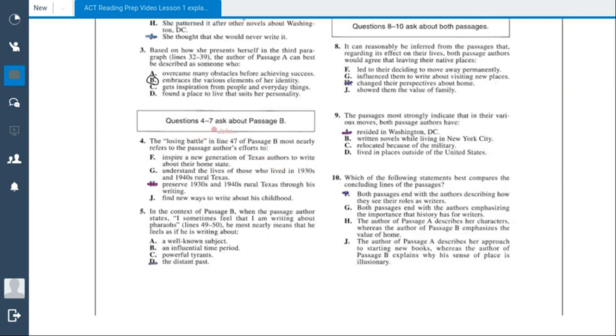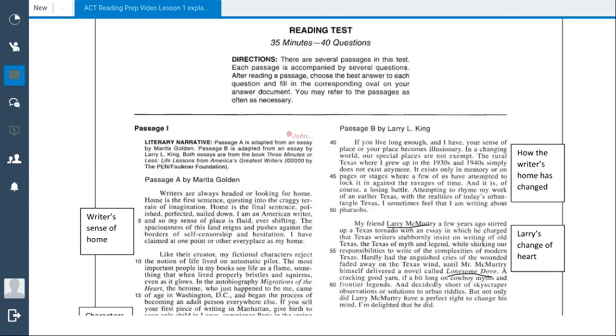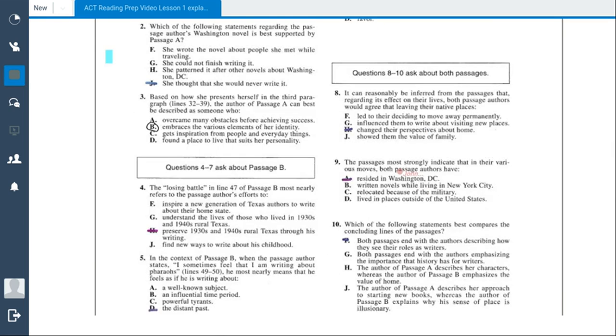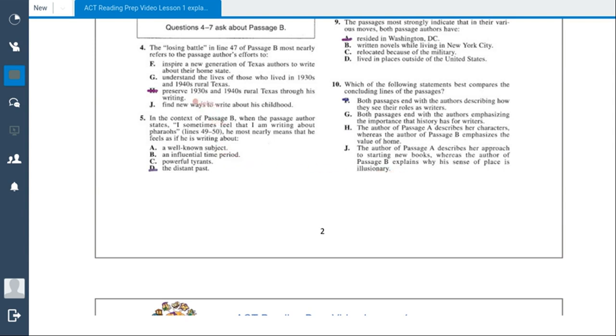In line 47, it talks about writing a losing battle, and the losing battle starts here. So when you're trying to read something in context, it's important to read a couple lines before and a couple lines after. And he's talking about trying to write about old Texas in this paragraph. So that's his losing battle. So that would be H.